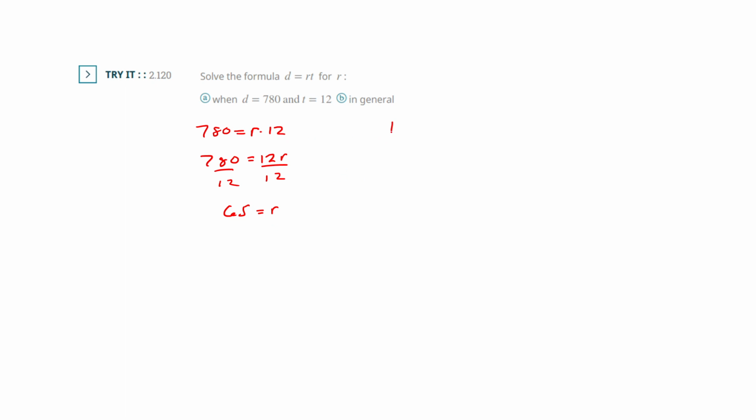All right, they want us to do it in general. We've actually already done it. It's the same thing. I'm going to move the r to the back. Now, if you had a number in front of r, you would divide it away. So d divided by t equals r.